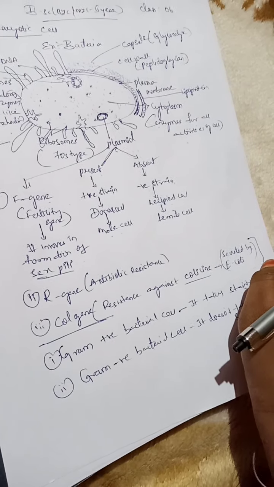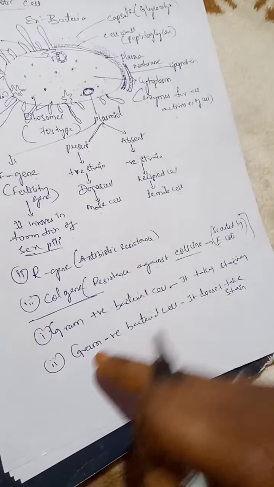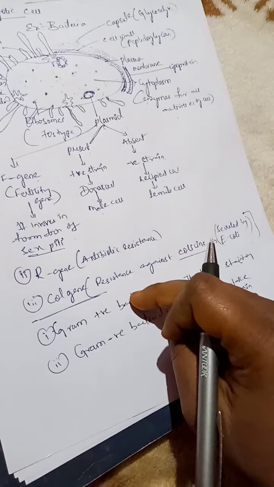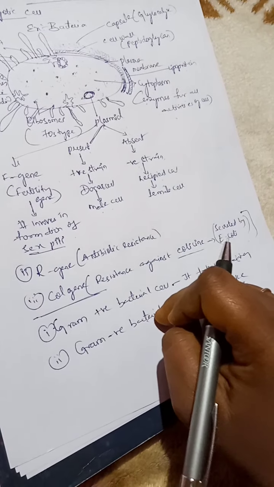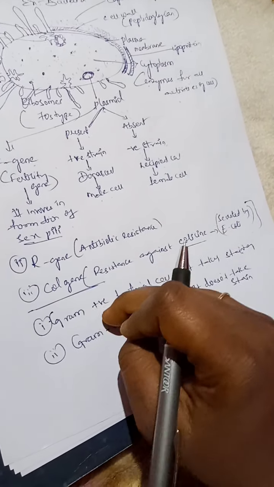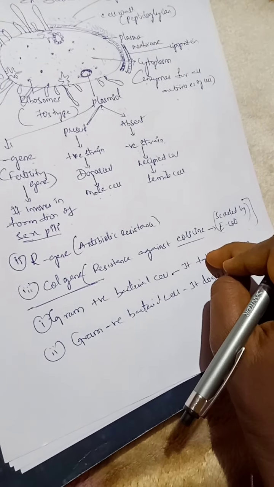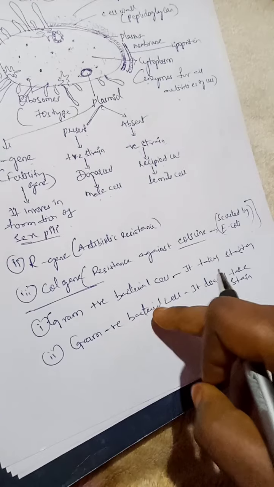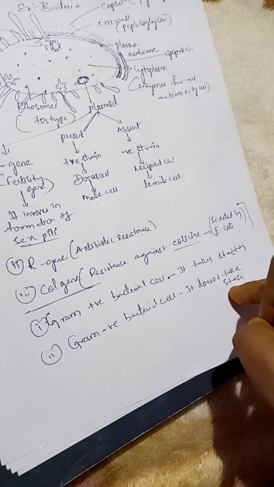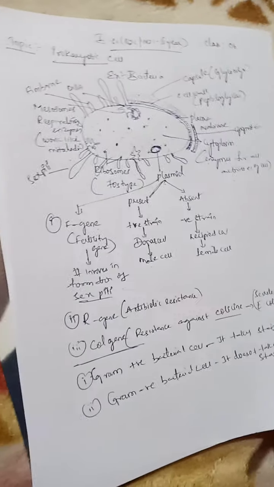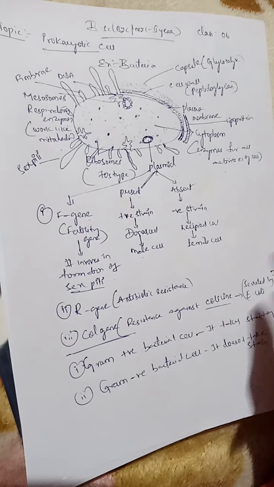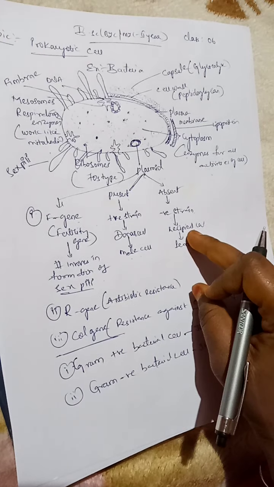Next, the prokaryotic or bacterial cell is differentiated into two types based on the staining technique. Gram positive bacteria are those that take the stain. Gram negative bacteria are those that don't take the stain. So this is the importance and structure of the bacterial cell.